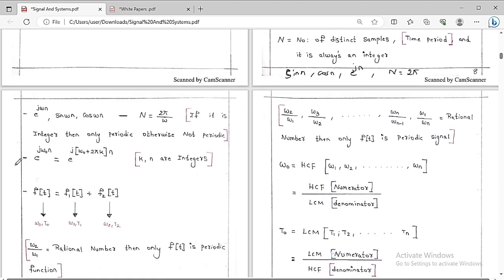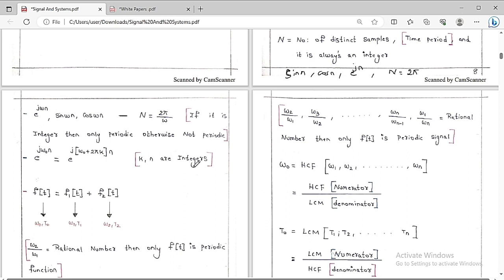If you see clearly, e to the power of j omega naught n. Say I can write omega naught plus 2 pi k. Then what am I going to get? If you simplify, again we are going to get e to the power of j omega naught n only. So if you substitute omega naught plus 2 pi k and simplify, again we get the same signal.